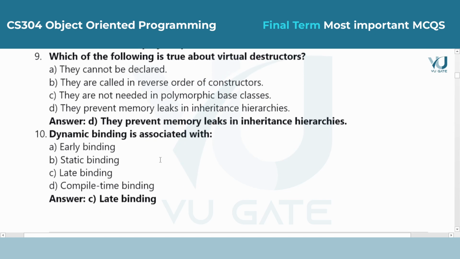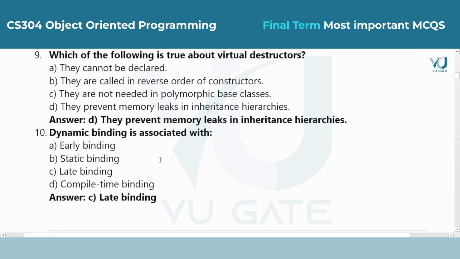Q9. Which of the following is true about virtual destructors? Answer. D. They prevent memory leaks in inheritance hierarchies. Explanation. Virtual destructors ensure that when an object is deleted through a base class pointer, the derived class's destructor is also called, properly releasing memory.